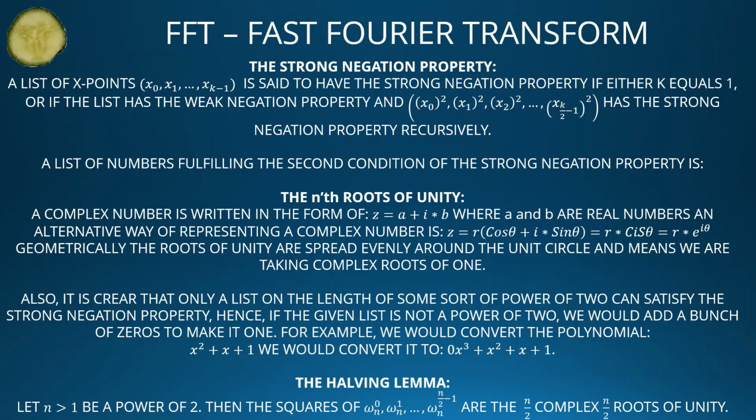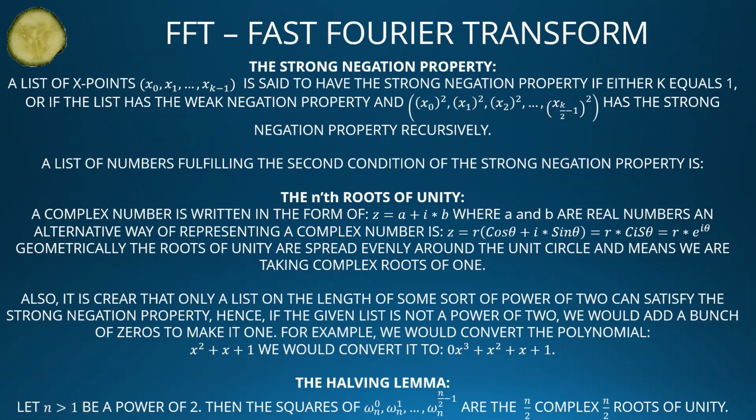Hence, if the given list is not a power of 2, we would add a bunch of zeros to make it one. For example, we would convert the polynomial x to the power of 2 plus x plus 1 to 0 times x to the power of 3 plus x to the power of 2 plus x plus 1, and in that way we received 4 numbers in our coefficient set.